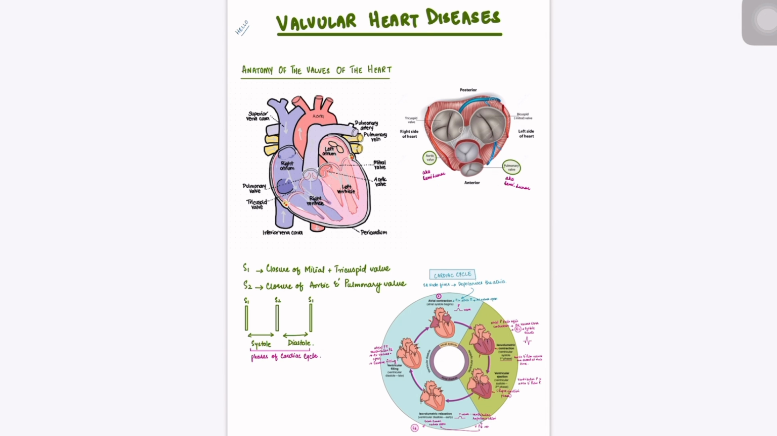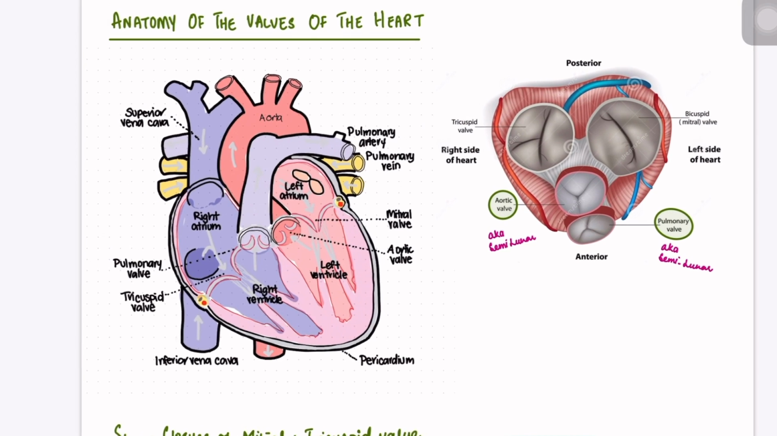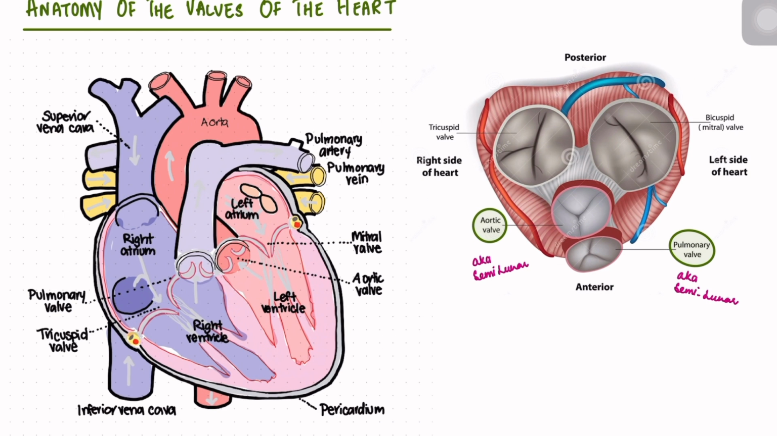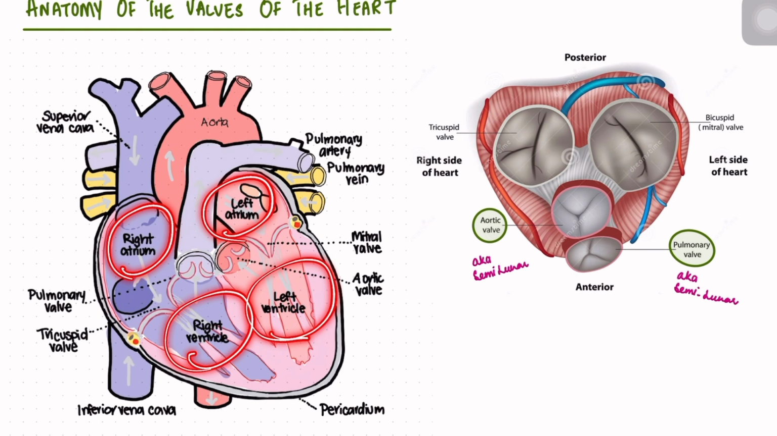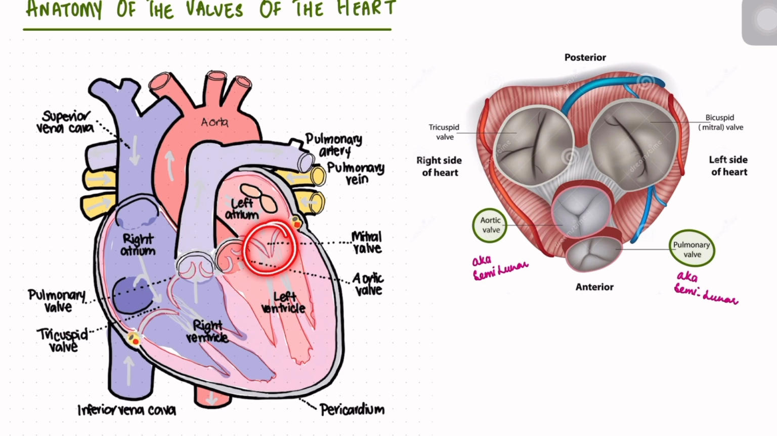Let's dive right into it and talk about the anatomy of the heart. This is the standard diagram of a heart, and as you would know, the heart has four chambers: right atrium, left atrium, right ventricle, left ventricle. And the valves are the mitral valve between the left atrium and the left ventricle, and then the tricuspid valve, which is between the right atrium and the right ventricle.